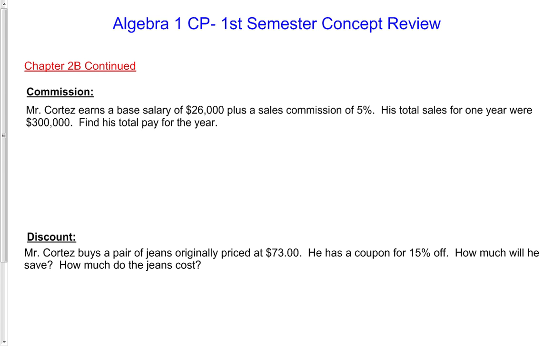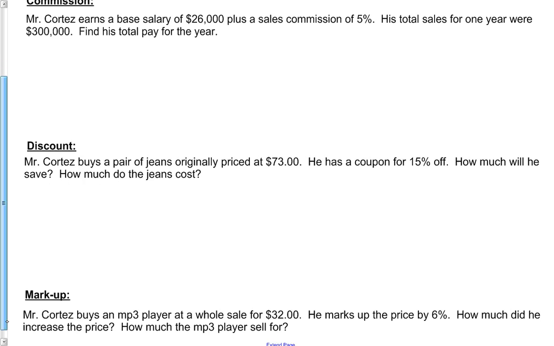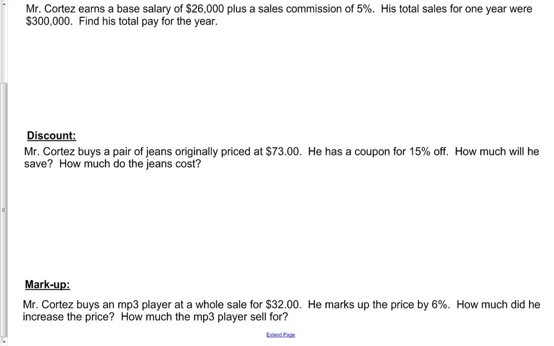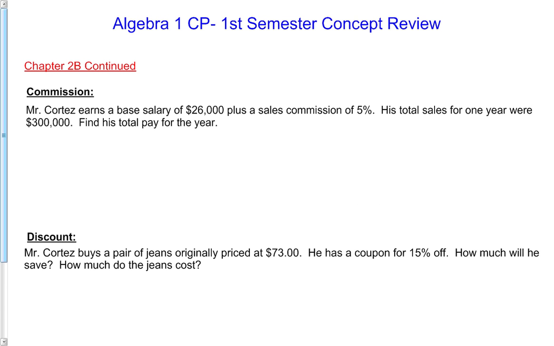This is the second half of the word problems we covered this semester. We'll talk about commission, discount, and markup here. It's pretty similar, so we'll discuss the basics, and all these problems are really close to the same in the type of calculation and how you do it. So let's jump into the first one, which is about commission.